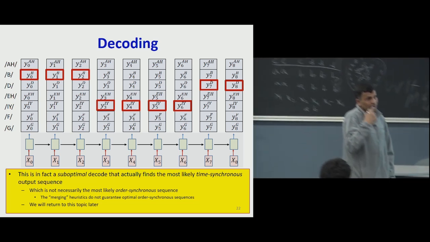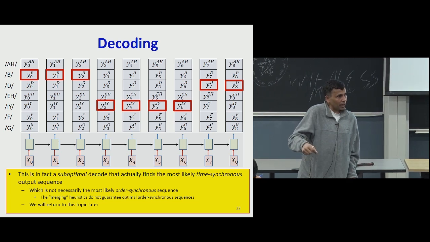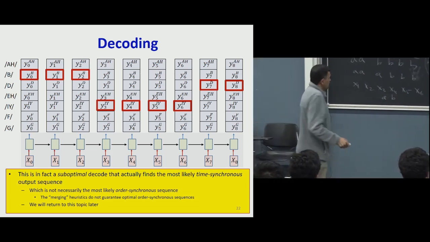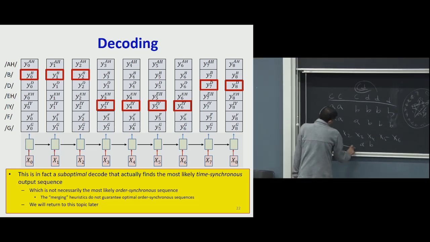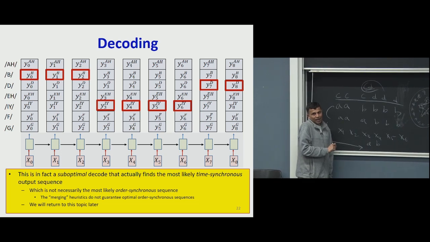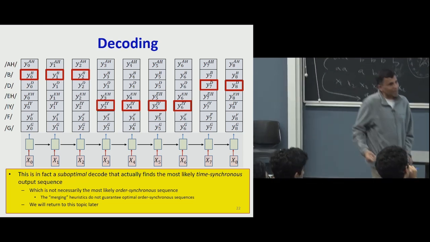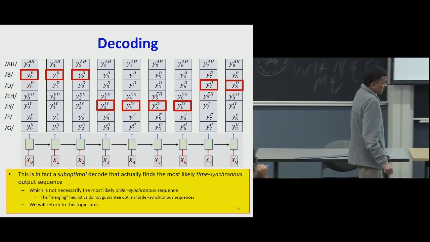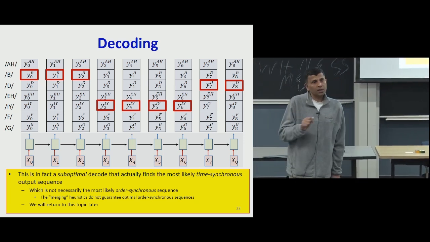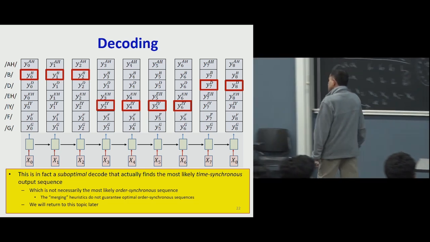But then consider this. There are 2 extended sequences for AB, both of which collapse to the reduced symbol sequence. So the actual probability for AB is at least going to be the sum of these 2 guys, and that sum may be greater than the probability of this individual sequence. So when you just pick the most likely sequence at any time, you would end up getting the most likely time synchronous sequence, but not necessarily the most likely order synchronous sequence, right? And so this is just an approximation.